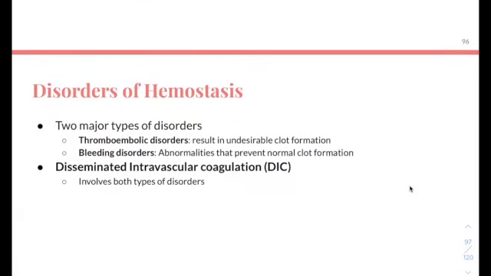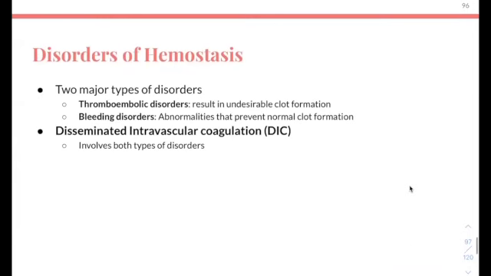There are different types of disorders. We get thromboembolic disorder, where clots form when they don't need to. We also have bleeding disorders, where normal clots are not forming. Both of these together are called disseminated intravascular coagulation.